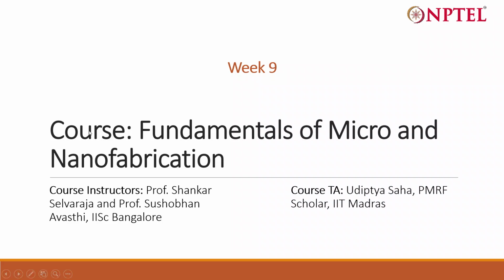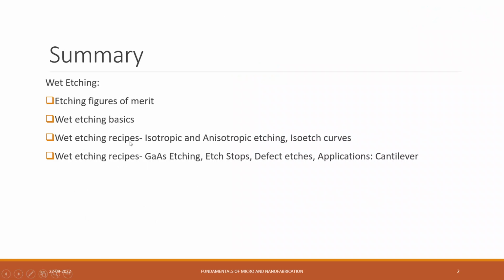So in this week, we will be discussing 4 topics. The primary focus is on wet etching processes, and the first video is on figures of merit. We also go through some of the jargon of wet etching, and then we see some wet etching basics, how the chemical reactions happen and what the different chemical processes involved are. Then we go directly to the recipes, the different recipes for isotropic and anisotropic etching of silicon.